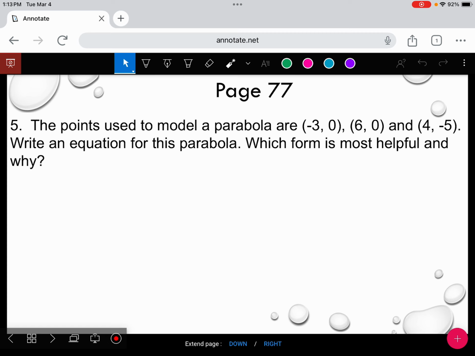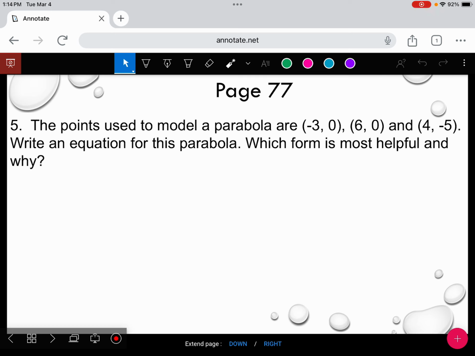What's happening here is we're going to give you some information, and we're going to use this information to try and model an equation. We're trying to write an equation for a parabola. So if I give you points (-3, 0), (6, 0), and (4, -5), I've got 3 points here.